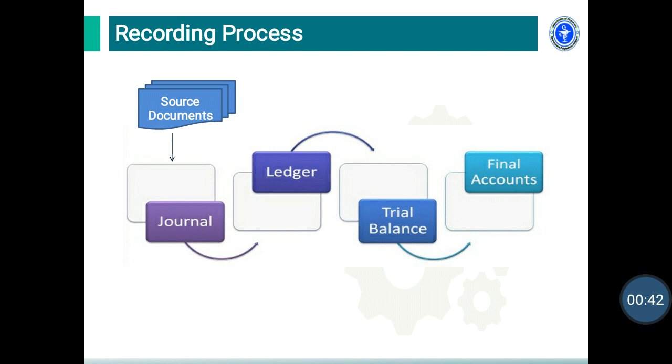Until now we have discussed the recording process of various transactions. Firstly, from the source document we post the transaction in the journal, then from the journal to the ledger, and from the ledger that transaction is shifted to the trial balance. So today we discuss the trial balance, and the next step, from the trial balance we prepare the final accounts, that is the financial statements: the profit and loss account and the balance sheet. In this session we discuss trial balance in detail.